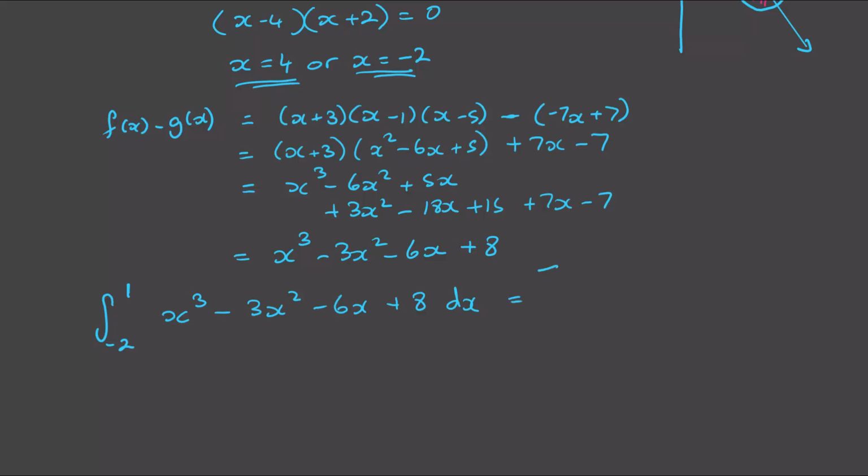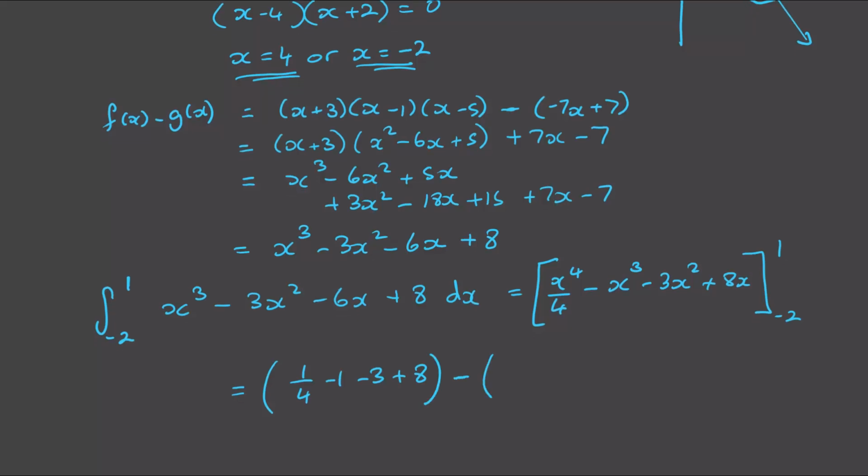So that's going to give me x to the 4 over 4, take away 3x cubed over 3, which is just going to be x cubed, minus 6x squared over 2, so that's going to be minus 3x squared, plus 8x, to be evaluated from negative 2 through to 1. So that's going to be 1/4, take away 1, take away 3, plus 8.